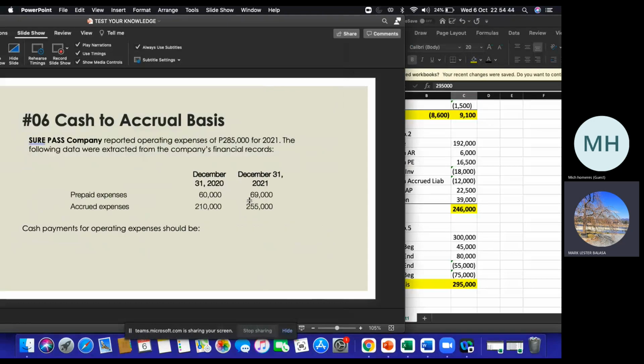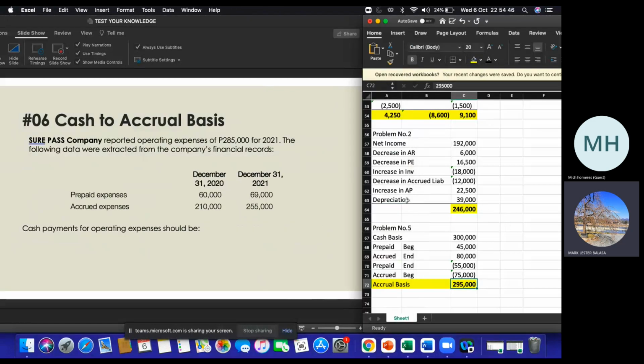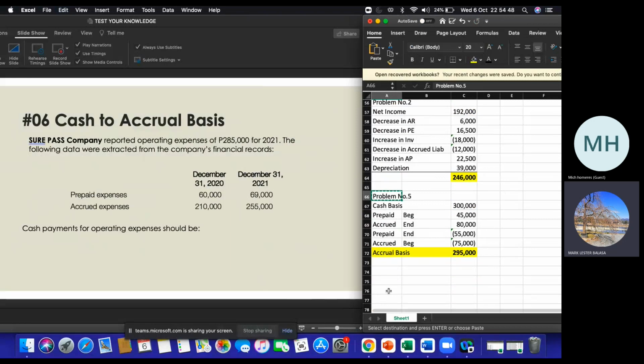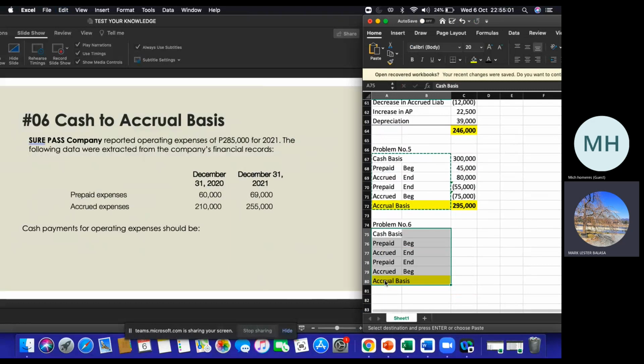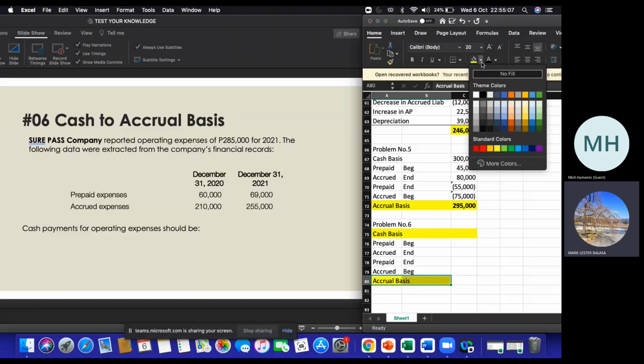Right? Next, problem number 6 naman tayo. Cash payment naman. O therefore, pabaligtad ka naman. Okay? Kasi cash basis ang hinahanap. Okay? So you have this one. O, gawin naman natin. Kopyahin lang natin yung formula natin. Okay? Pero, ang hinahanap sa'yo, itong cash basis. Right? Kasi yung accrual basis mo ay given yan.